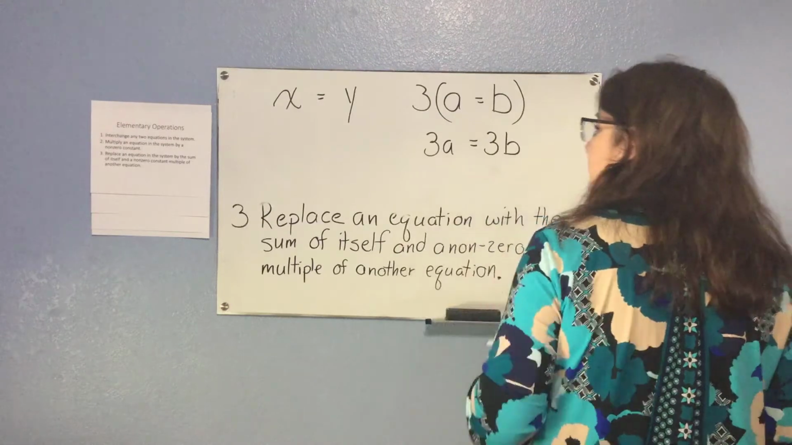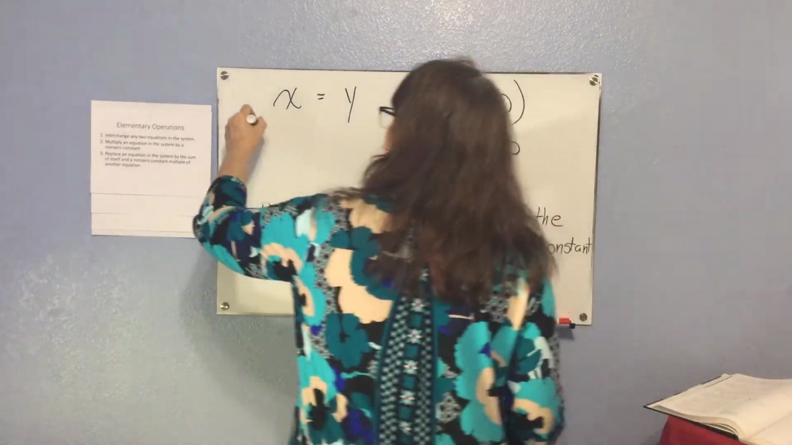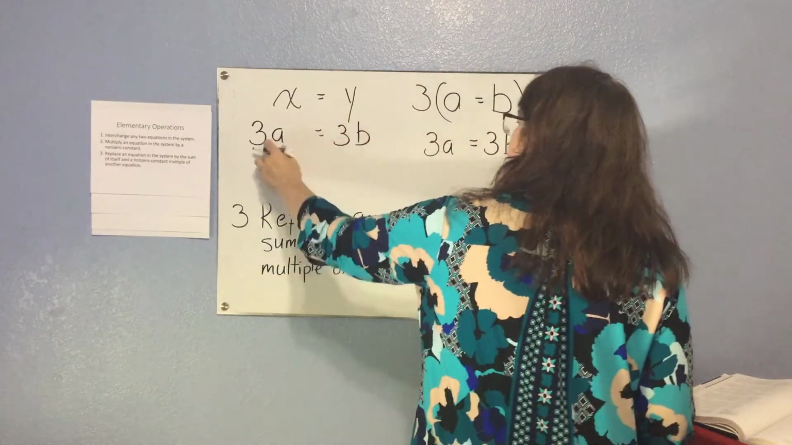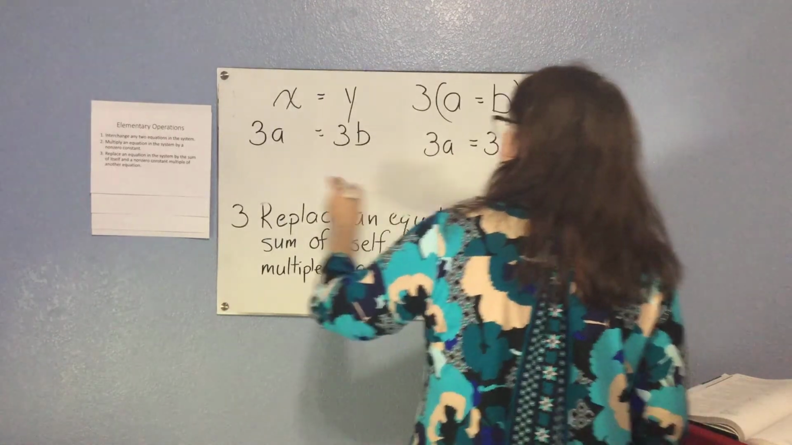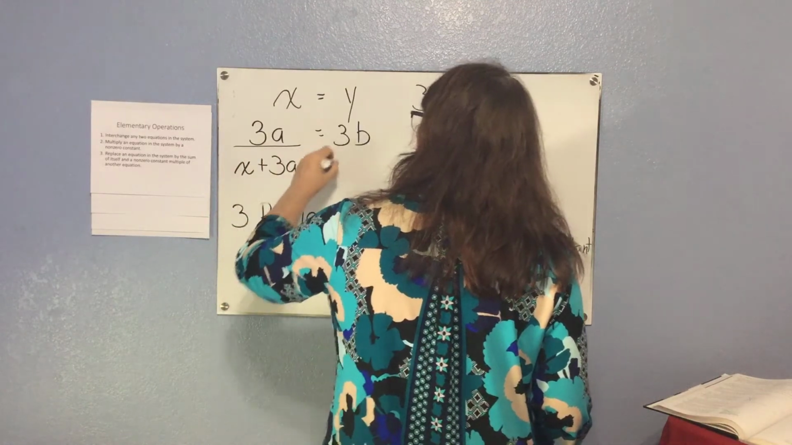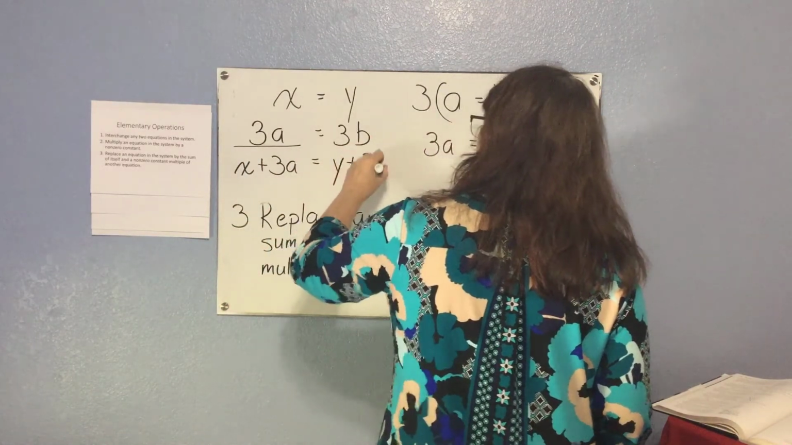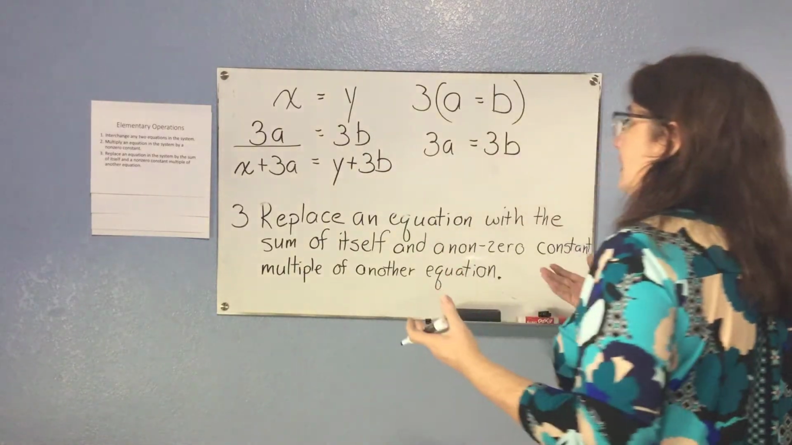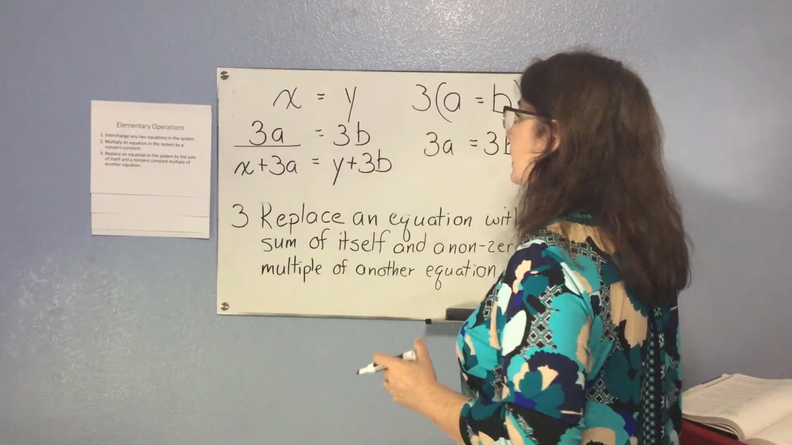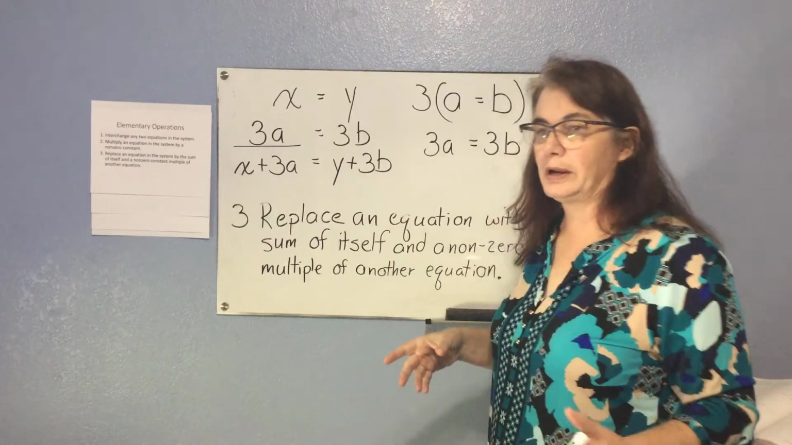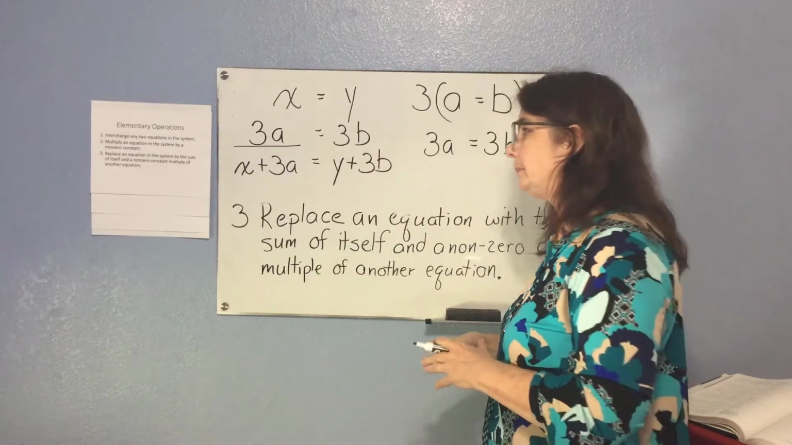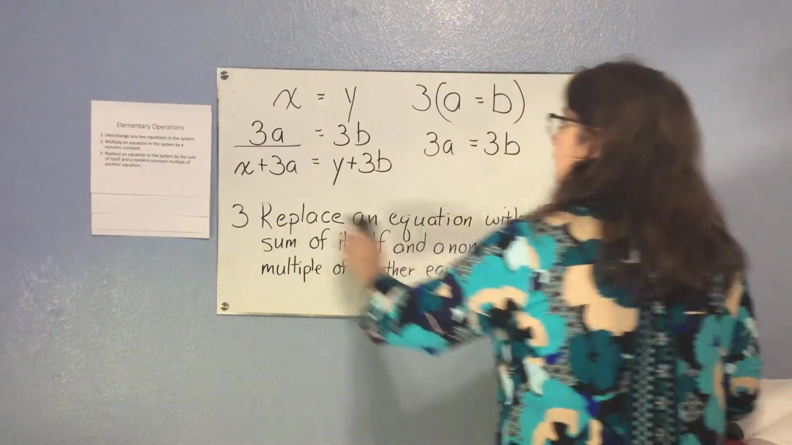And this operation says that I could add 3a to this side and 3b to this side because they're the same thing. We know that 3a is equal to 3b, so over here I would end up with x plus 3a equals y plus 3b. So if I have two equations, I can add the two left sides together and I can add the two right sides together and still have an equation that is equivalent because I've added the same amount to both sides. Let's take a look at how this works.